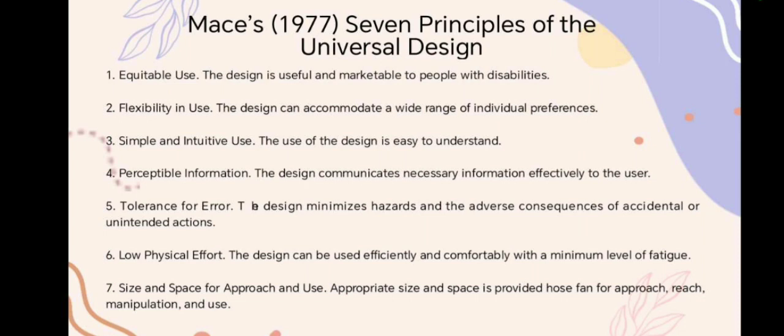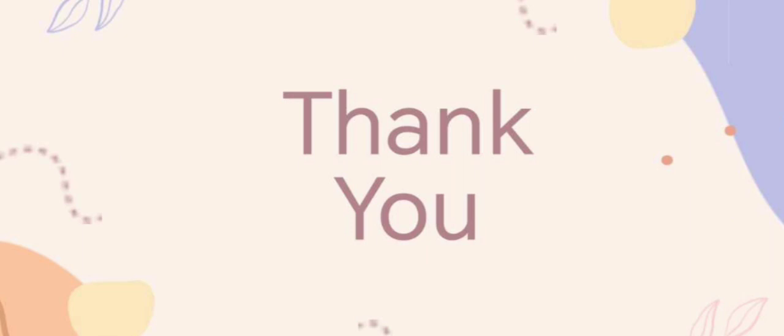And the last principle is size and space for approach and use. Appropriate size and space is provided for approach, reach, manipulation, and use. So this means that the design should provide enough room for people to access, reach, and use it comfortably. This includes making sure that there is enough space for people of all sizes and those using mobility aids like wheelchairs or walkers. And that's the end of my report.